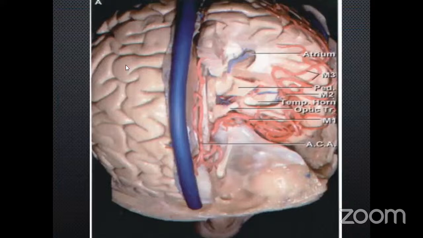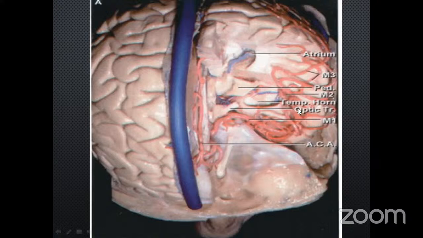This is the superior view here. This is the sagittal sinus. Here we can see that the MCA arises and goes laterally towards the Sylvian fissure, and this is the ACA, which arises from the internal carotid and runs in the interhemispheric region. And so when M1 reaches the Sylvian fissure, it becomes the M2 segment.